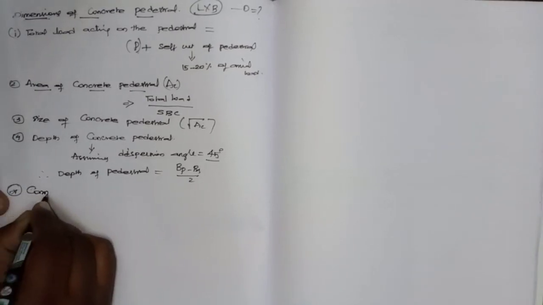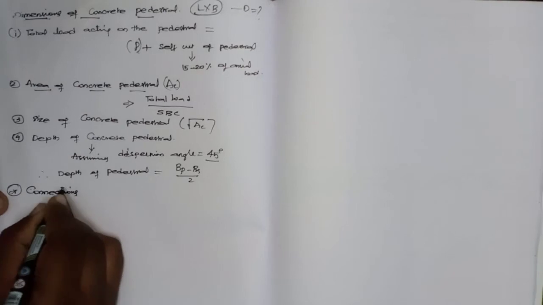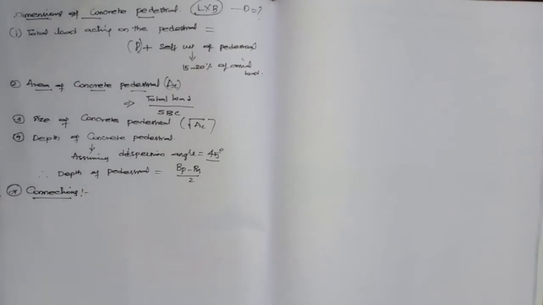Connections. Next one is connections. Connections is nothing but slab base. It is to be shown with the fillet welds. Column connected to slab base, it is fillet welds, and slab base connected to concrete pedestal, it is bolts. Now we'll try to solve one problem on this one so that it will be clearly understood.